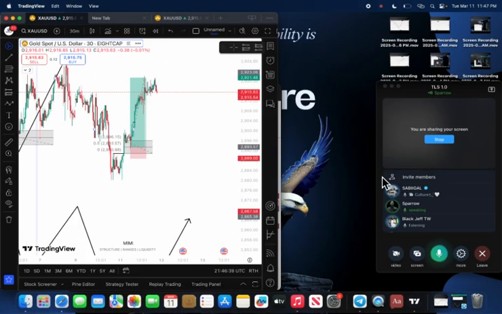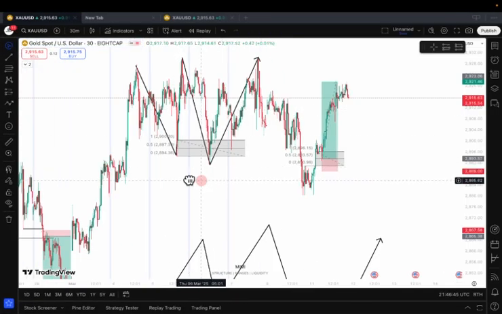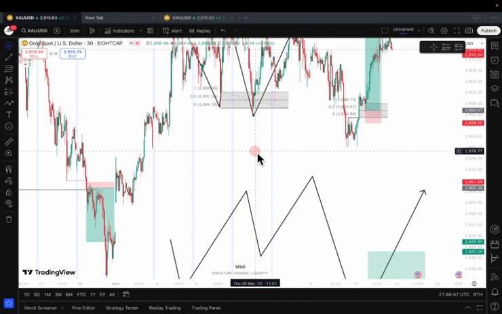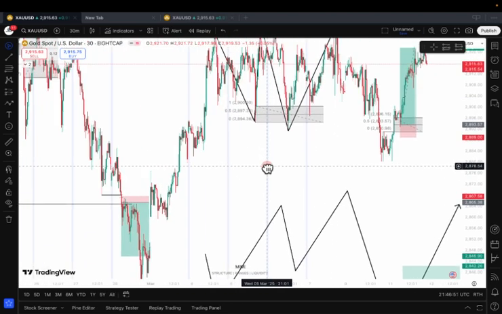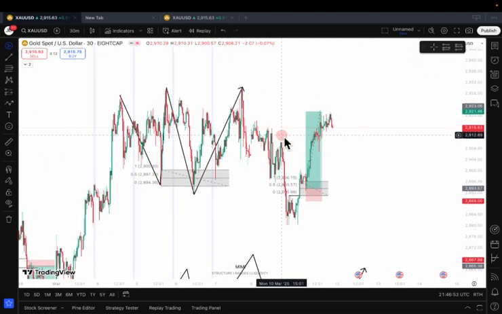For the mitigation block, what time frame do you use to check your mitigation? The same time frame you use to check your internals. Sometimes I can see it on H1 and I'll go to M50, I will not see it anymore. That time frame you use to check your internals, use it to check your mitigation. That's the time frame you're using to get your entry now.